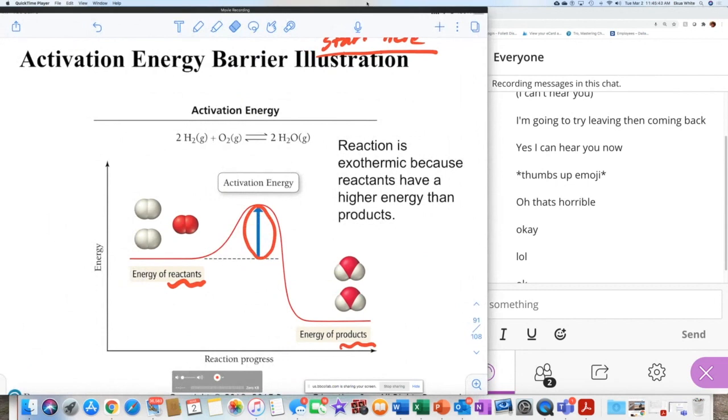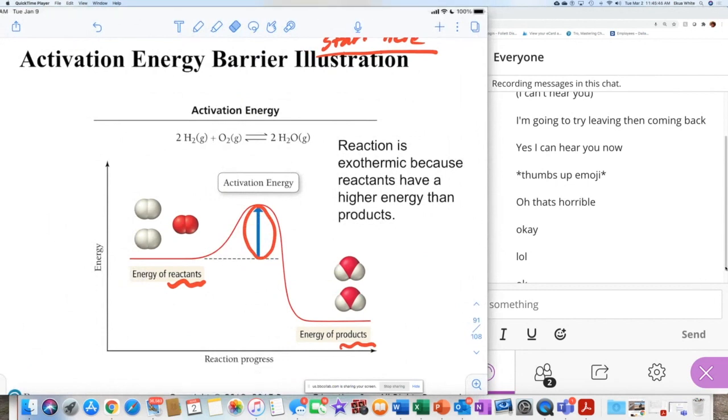So you can see here in this picture that the left side is separated from the right side.